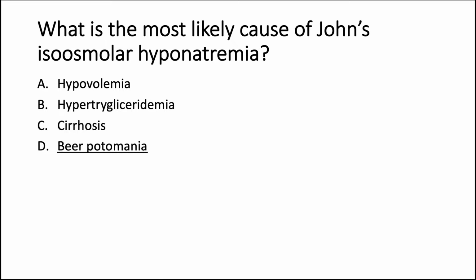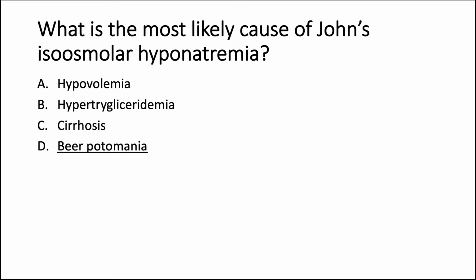Now, you ask, well, beer potomania is a type of hypotonic hyponatremia, but John's plasma osmolality was normal, 280. That doesn't make any sense. Well, the issue here is that we should not confuse plasma osmolality with plasma tonicity. And this is one of the problems that we're going to discuss in the next few slides.